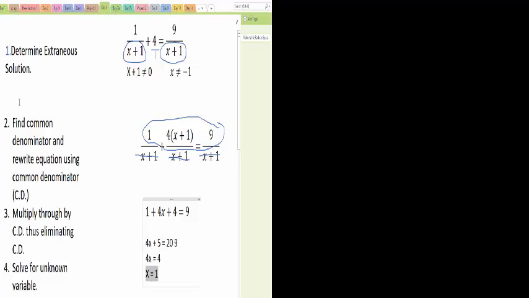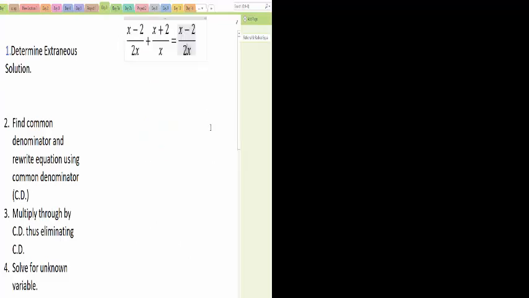Alright, we're going to try another one. First, we determine the extraneous solution by looking at our denominators. We know that 2x cannot equal 0, x cannot equal 0, and 2x cannot equal 0, which means that x cannot equal 0. So if I get 0 as my solution, then I have to go back and say, well then, there can't be a solution. And that is because if x were 0, this would be 0, this would be 0, and this would be 0, and we cannot have 0 in the denominator.